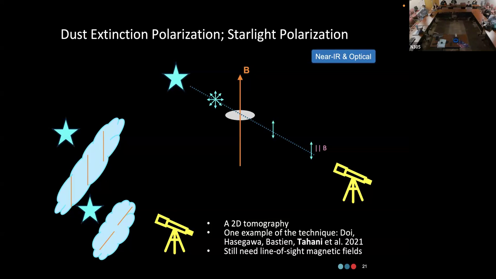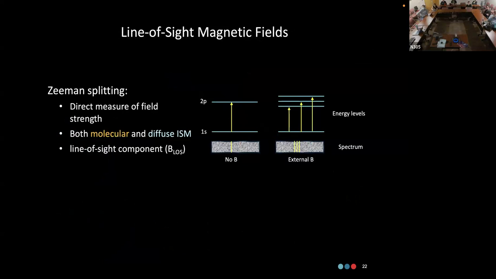So in this cartoon, we can see that the cloud that is foreground to this star has this orientation of plane of sky magnetic field, and the other has another orientation of plane of sky magnetic field. So we can use this to find the components of magnetic field along the line of sight, for example, as studied by Doi et al. 2021, who found 2 components for the Perseus molecular cloud.